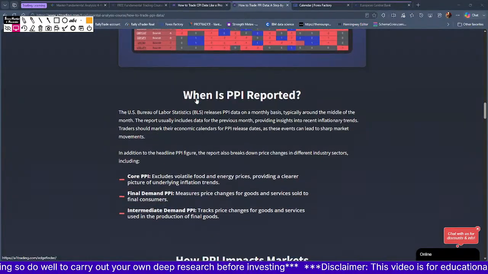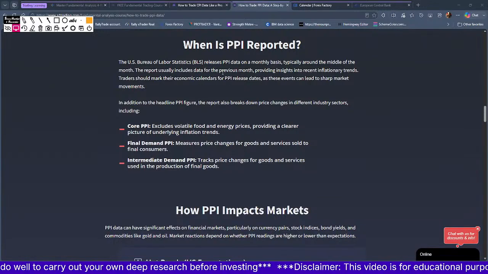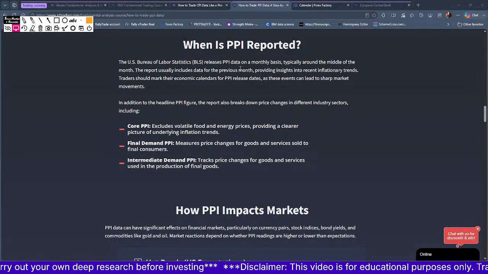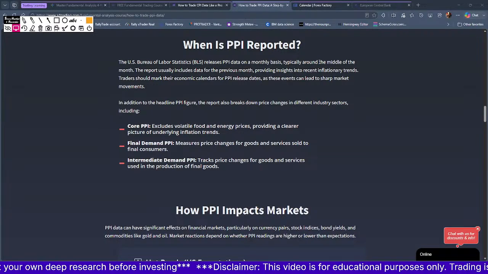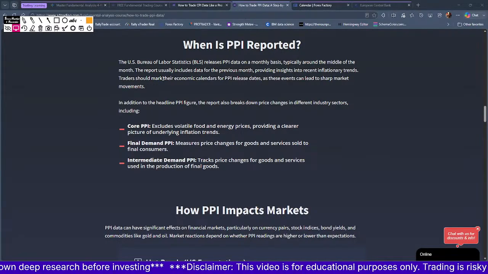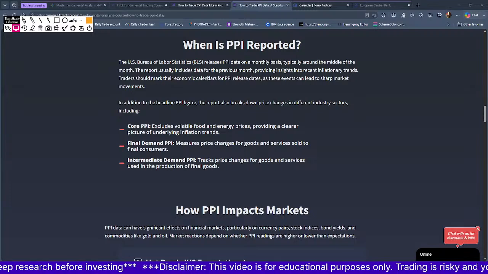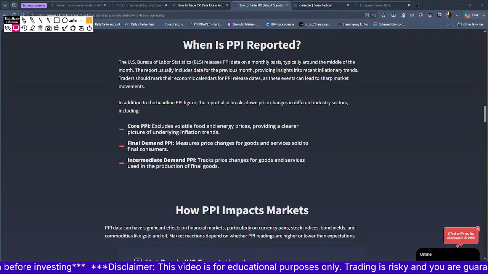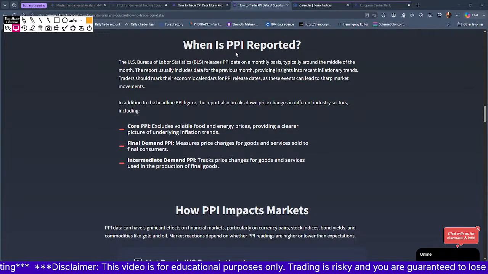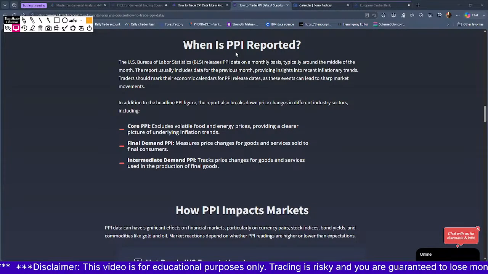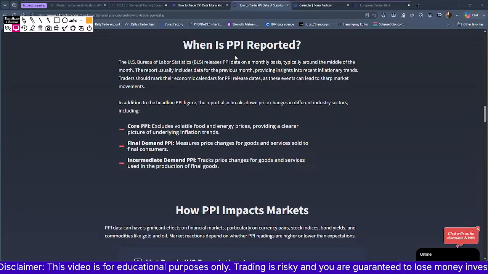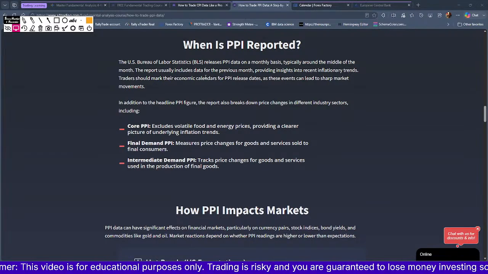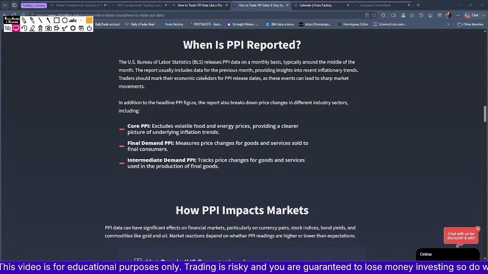All traders do that. So when is the PPI reported actually? The US Bureau of Labor Statistics releases PPI on a monthly basis, typically around the middle of the month. The report usually includes data for the previous month, providing insights into recent inflationary trends. So, PPI is more of an inflationary trend. The more PPI prints a particular trend, the more that thing is going to happen.